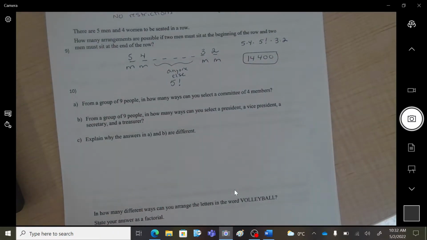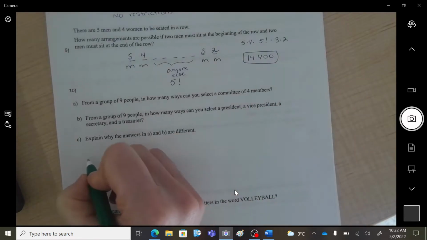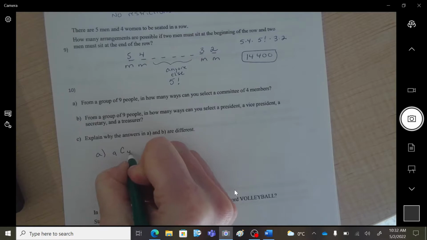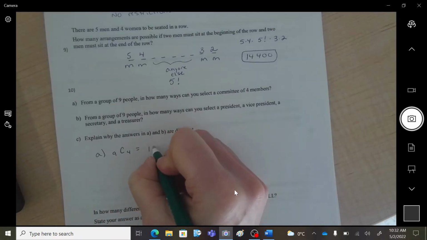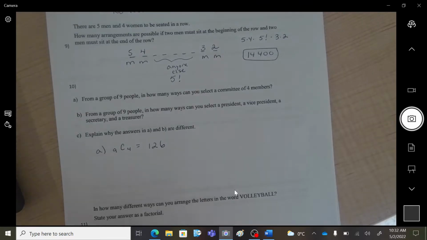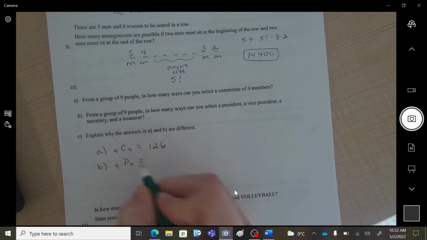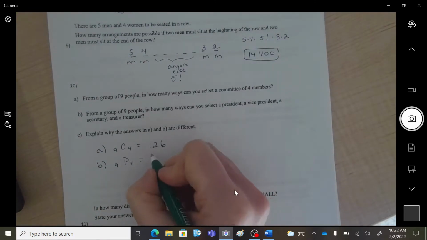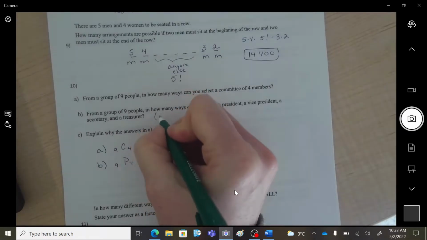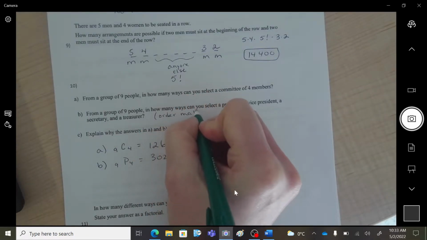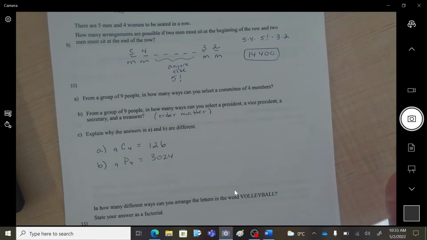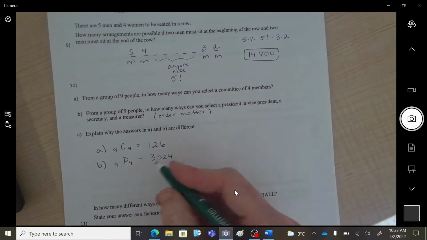Group of 9, how many ways can you select a committee of 4 members? So 9 choose 4. So that's 126 in the calculator. From a group of 9, how many ways can you select a president, vice president, secretary, and treasurer? So on that one, I'm worried about picking different arrangements. So that one is a permutation. So order matters now. Because yeah, I could pick 4 people, but I could arrange them in a bunch of different positions. So explain why they're different.